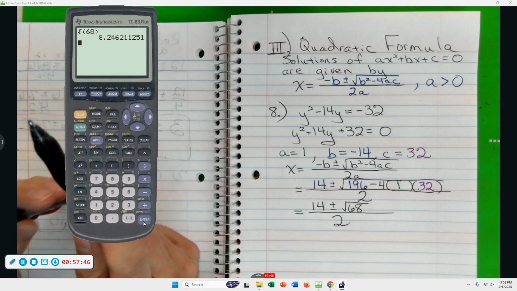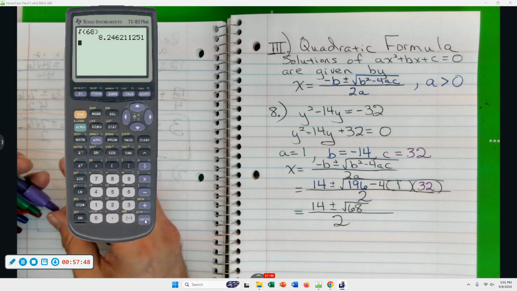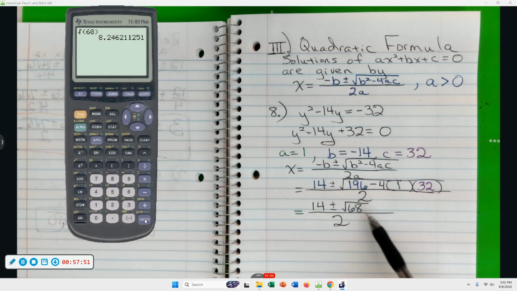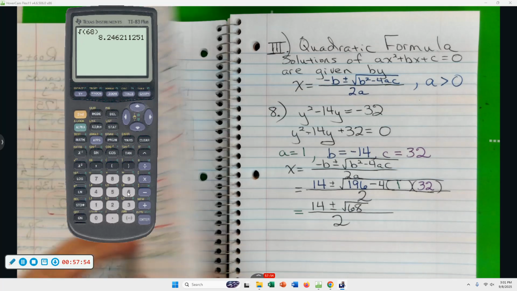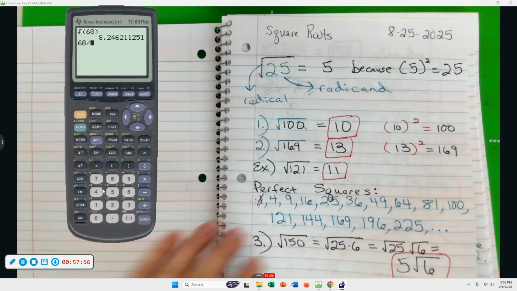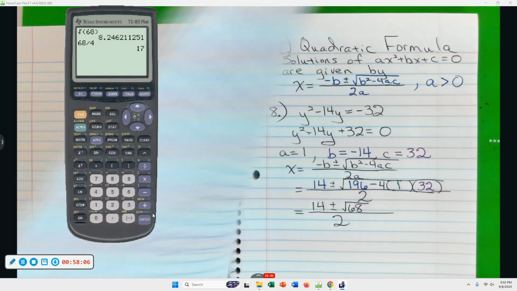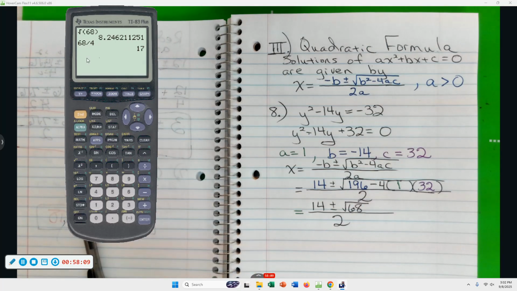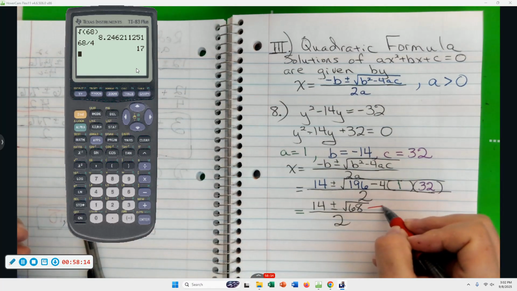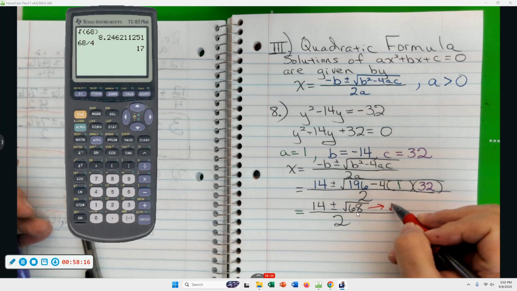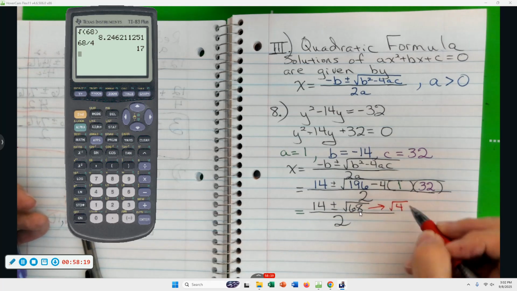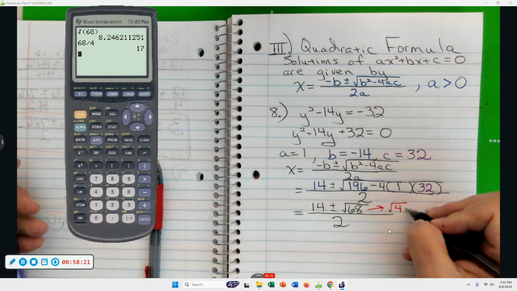68 is not a perfect square, but I think 4 divides into it evenly. Where are the perfect squares? On day 1. I think 4 divides evenly into 68. 68 divided by 4, is that 17? Someone check my mental arithmetic. So the square root of 68, we're thinking of it as the square root of 4 times the square root of 17.